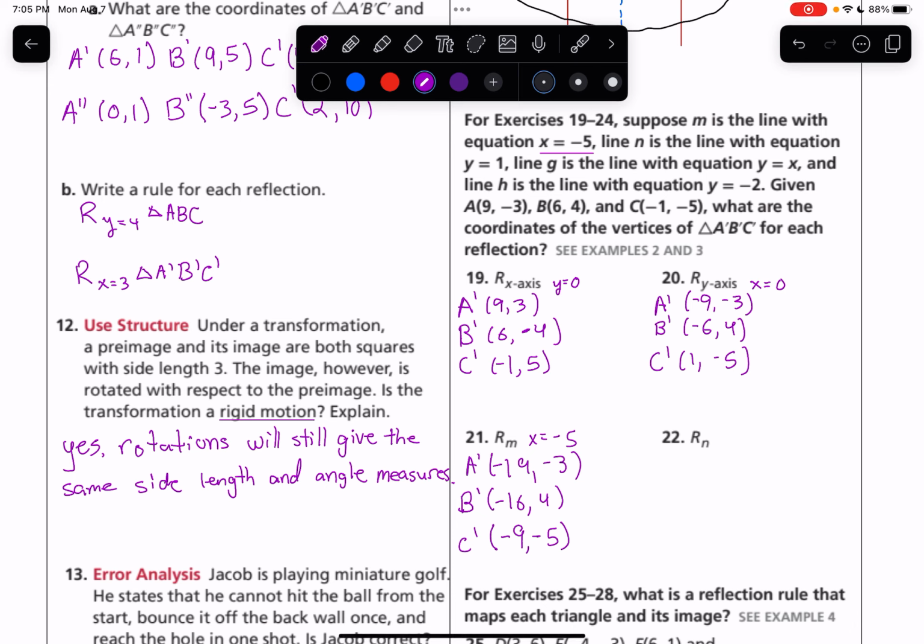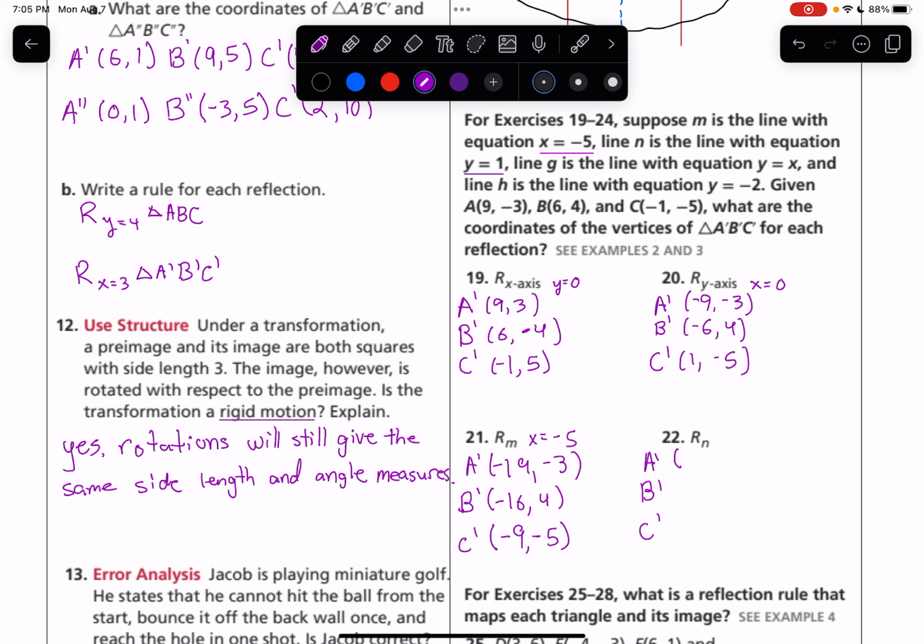And then finally, Rn, a reflection over line N. Line N is the line with the equation y equals 1. So we'll go over here. We'll do our A prime, B prime, C prime, all based on how far from y equals 1 this is. Okay? So we'll look at how far from 1 each of our y-coordinates is. Our x-coordinates will stay the same.